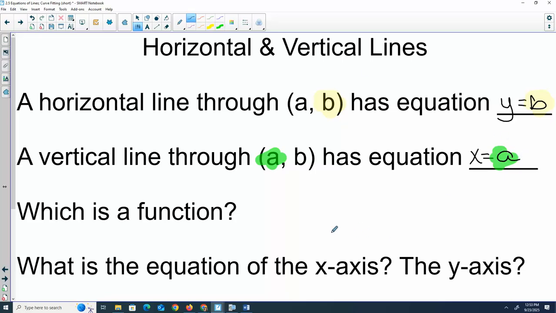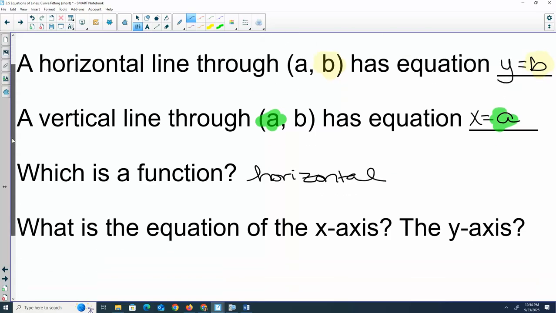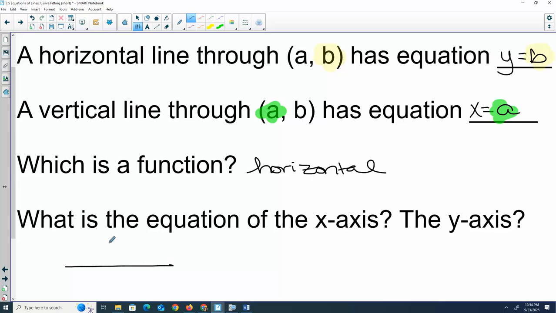Which of those is a function? Horizontal. Why is vertical not? Right, it fails the vertical line test. Okay, now we have to think for a second. Think about on your coordinate grid, the x-axis is a horizontal line. What would be the equation of the x-axis? Y equals 0. The y-axis is a vertical line. What's the equation of that vertical line? X equals 0. Good. All right. Any questions about horizontal and vertical?